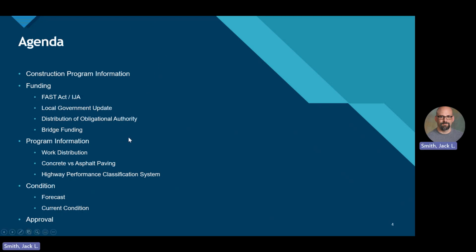The program information is also included, and it includes work distribution, showing how work is distributed throughout the state, concrete versus asphalt paving, and the highway performance classification system information. Those are all included in the discussion, and I will show a little bit more additional information on those as the presentation continues. The next step in that meeting is the condition information, where we provide forecasted condition information based off of the draft STIP, and current condition based off of past collected data. Finally, in the meeting, there is approval for publishing the draft STIP.